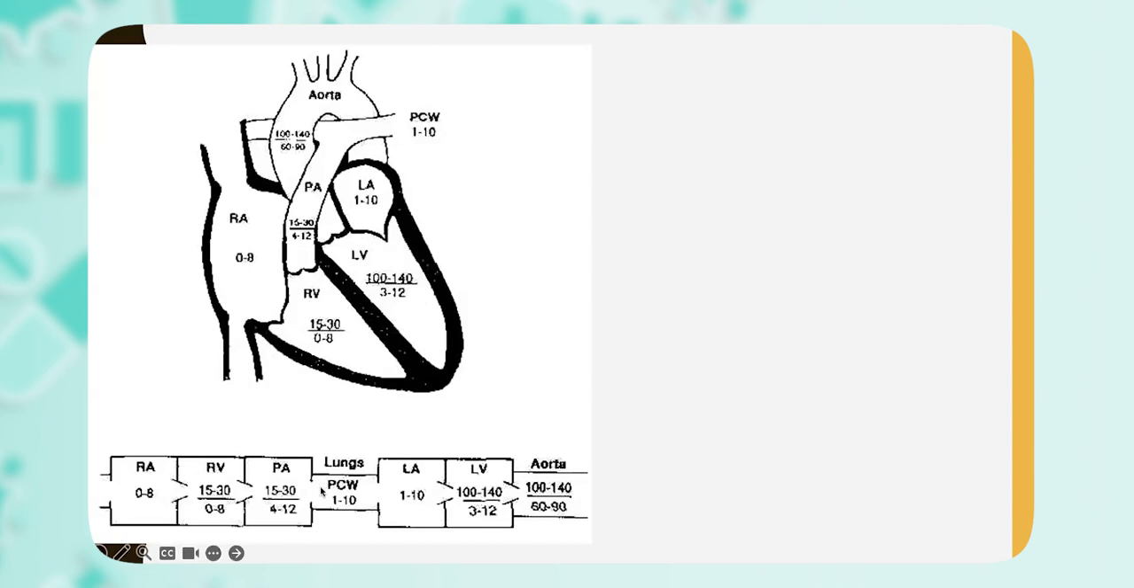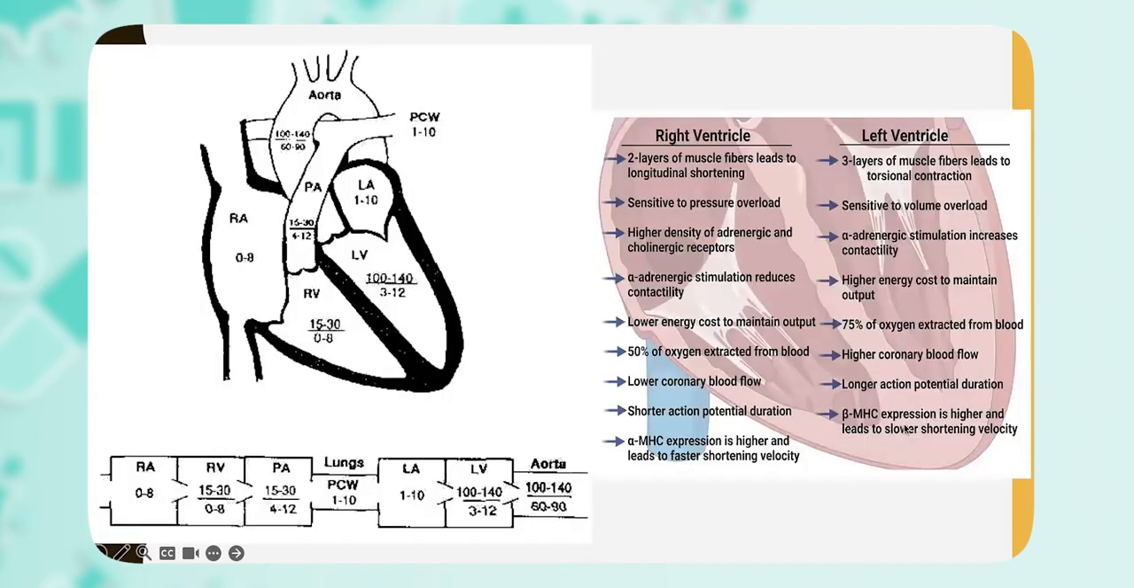So here, this is how the blood flows. This is the PCW, that is pulmonary capillary wedge pressure, then goes to LA, then LV to aorta. Any confusion anywhere, please feel free to ask.